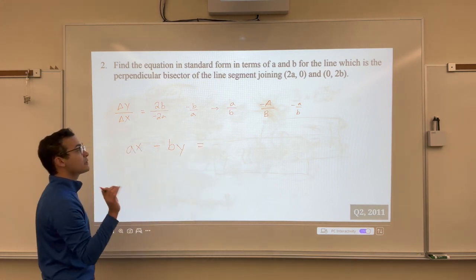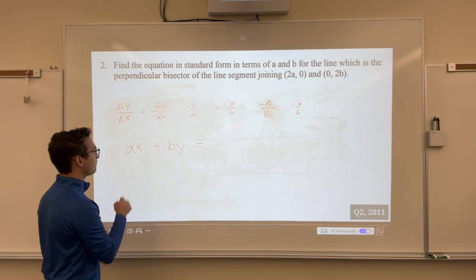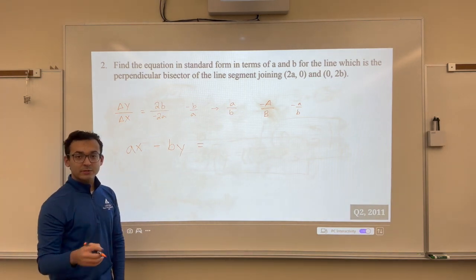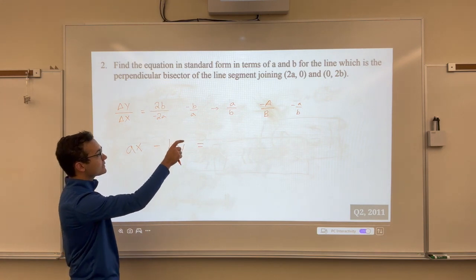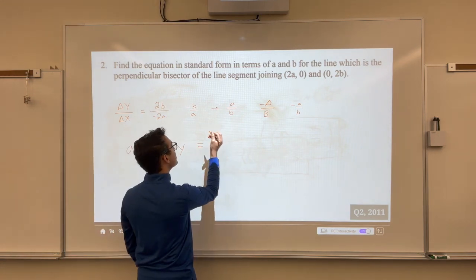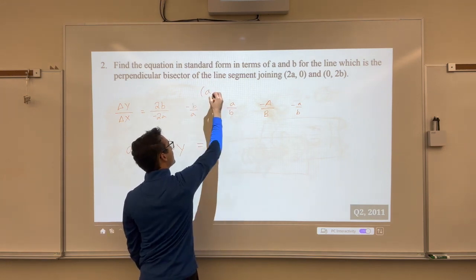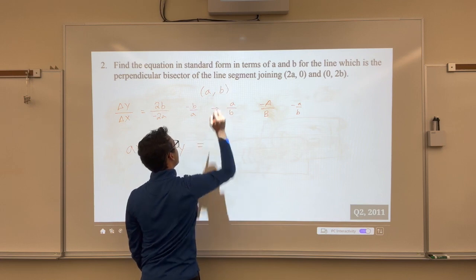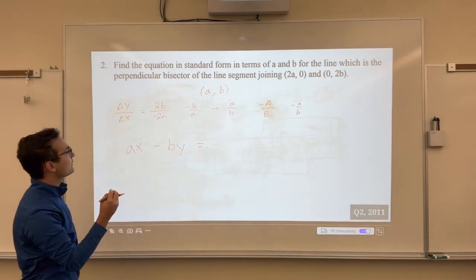And again, to solve for that constant, we want to plug in a point that is on this line. In a perpendicular bisector, of course, it goes through the midpoint of the line segment. So we need to find the midpoint of the line segment and then plug it into this equation. So the midpoint, the average of 2a and 0 is a, and the average of 0 and 2b is just b. So we know that our perpendicular bisector runs through the point (a, b).